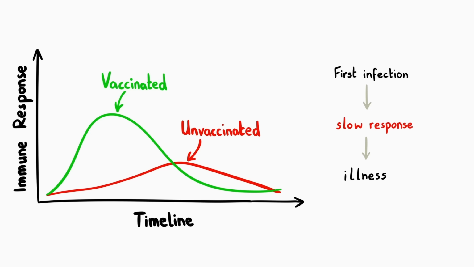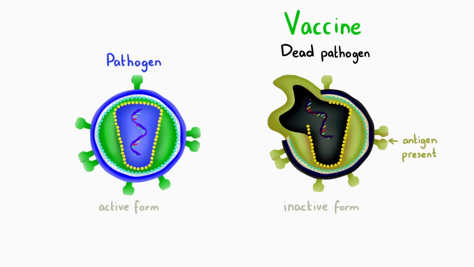When you're infected with a pathogen, your immune system takes time to recognize the threat and mount a defense. During this learning period, you can become quite ill as the pathogen multiplies in your body. Vaccination works by preparing your immune system in advance without you having to suffer the actual disease. Vaccines typically contain dead or inactive forms of pathogens. These cannot cause the disease but still carry antigens, the molecular structures that trigger an immune response.